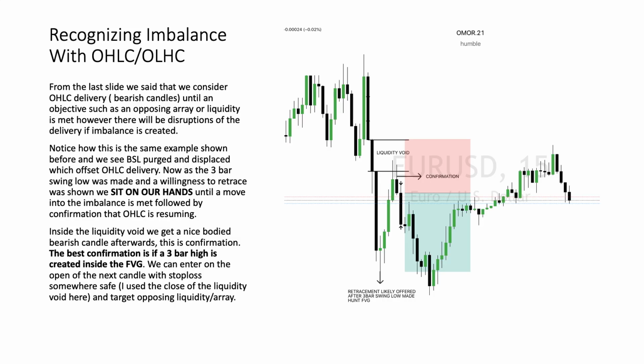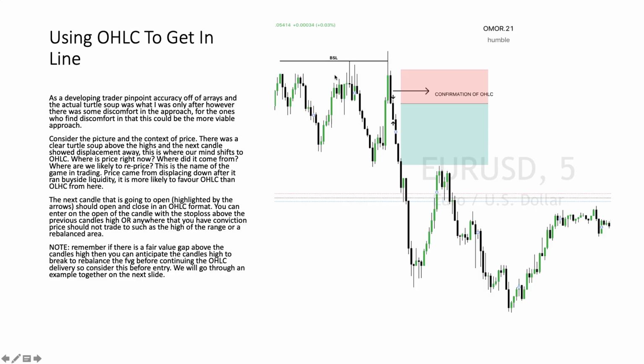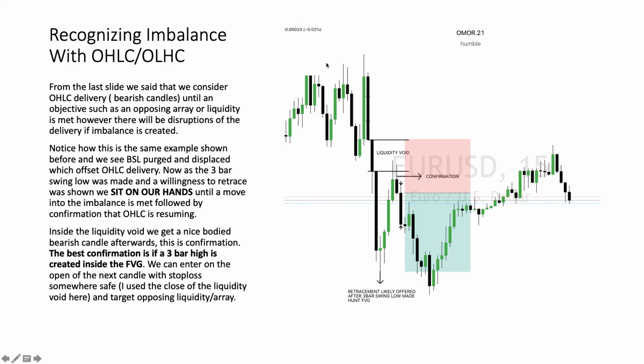Recognize an imbalance with open high low close and open low high close. So from the last slide, we said that we consider open high low close delivery bearish candles until an objective such as an opposing array or liquidity is met. However, there will be disruptions of the delivery if imbalance is created. Notice how this is the same example showed as before, right? If we go back one, this one here is literally this one, right?